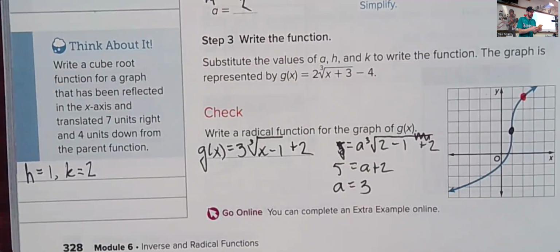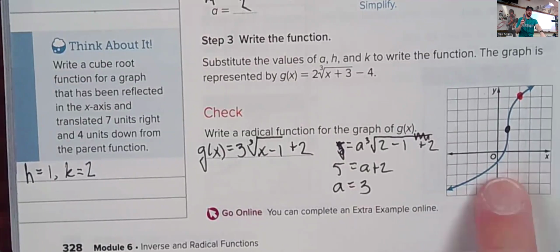Here's something you can do to make sure you've got these right. If you're writing a function based on a graph, type it into your calculator and check it with the graph.